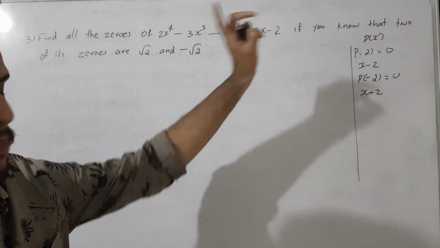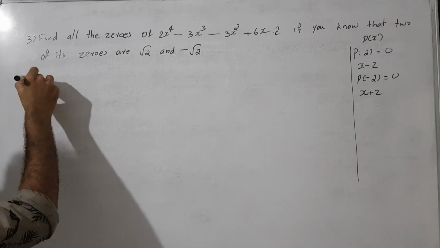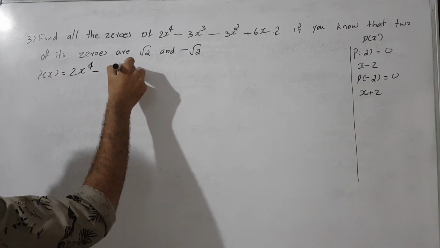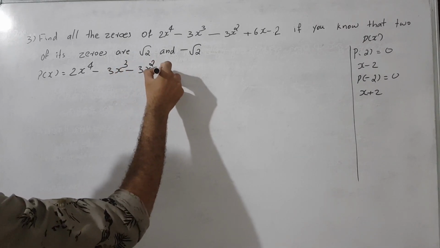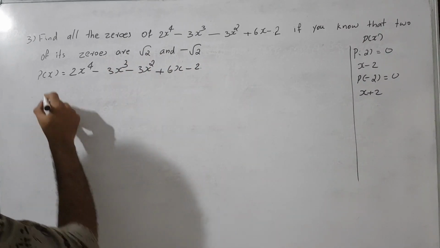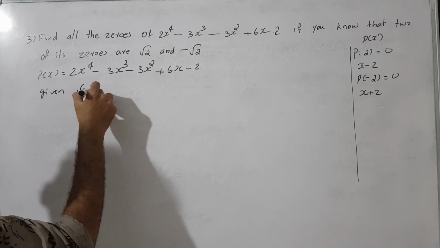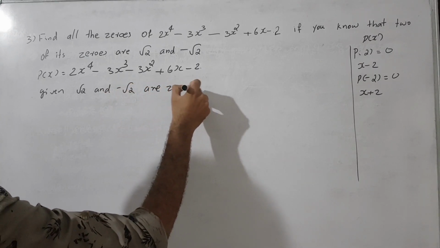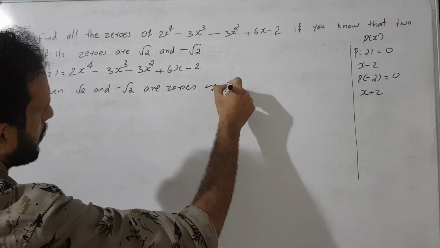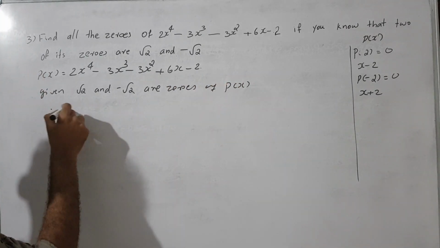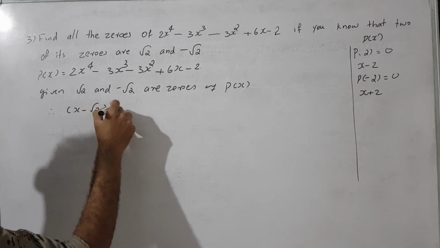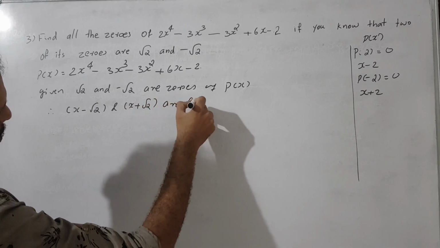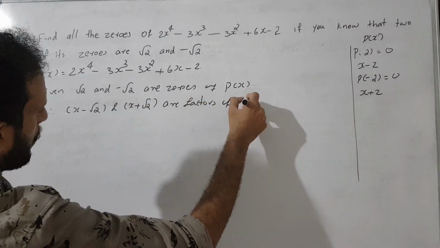Okay, based on this idea, got it? Then we start. First, p of x is equal to 2x raised to 4 minus 3x cube minus 3x square plus 6x minus 2. Given that root 2 and minus root 2 are zeros of p of x. Therefore, x minus root 2 and x plus root 2 are factors of p of x.